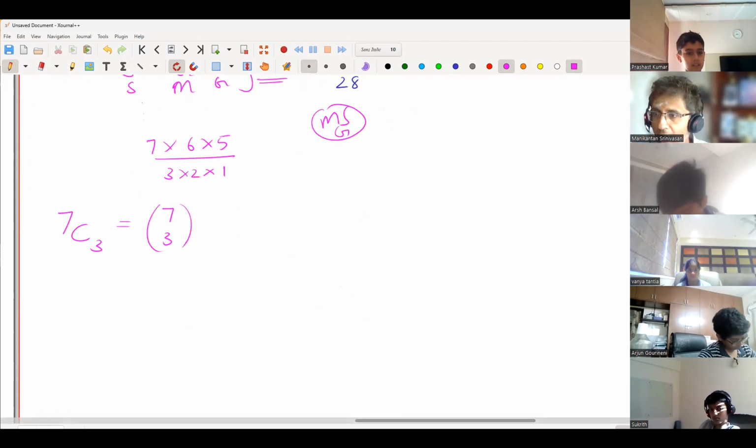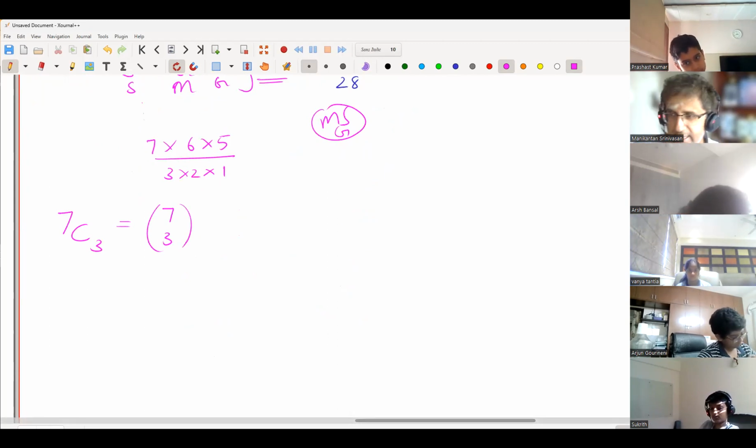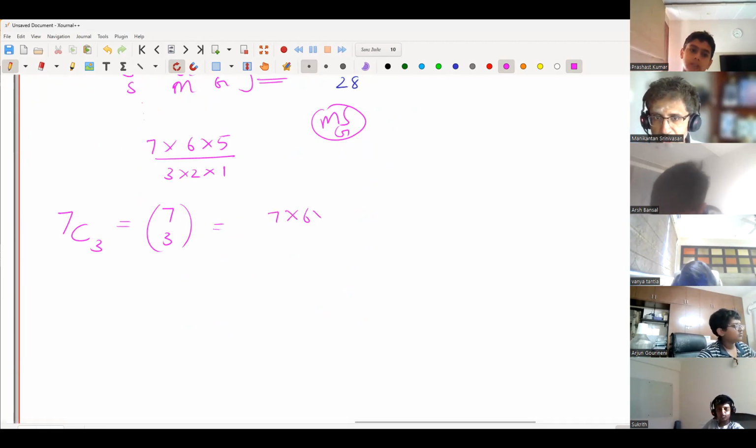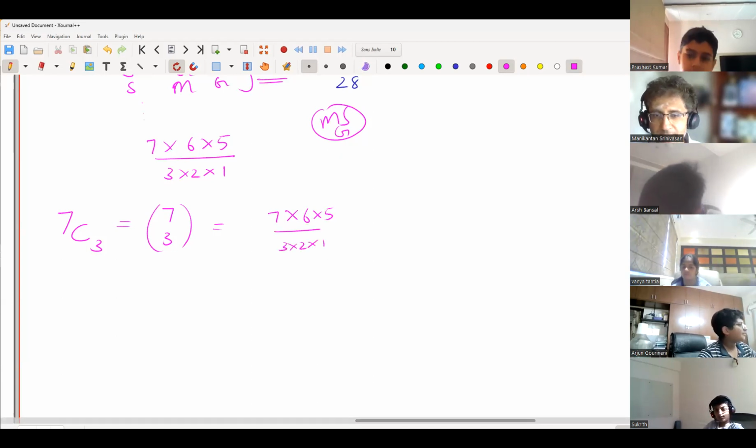So this is saying out of 7 objects, in this case books, in general it can be anything, right? Out of 7 objects, I'm choosing 3 objects. So how do I? It was 7 into 6 into 5 by 3 into 2 into 1. But a better, I wouldn't say better way, right?